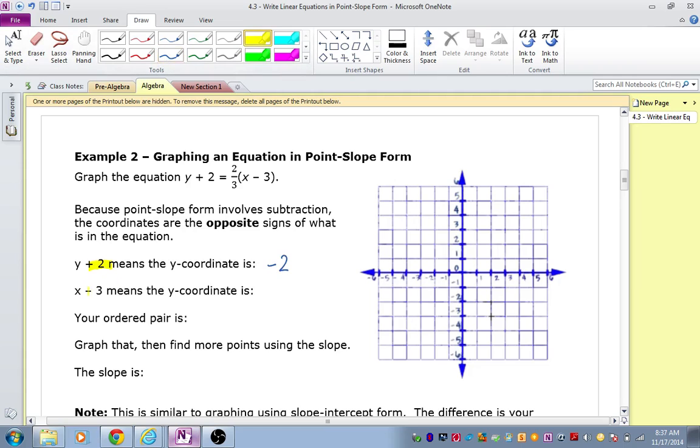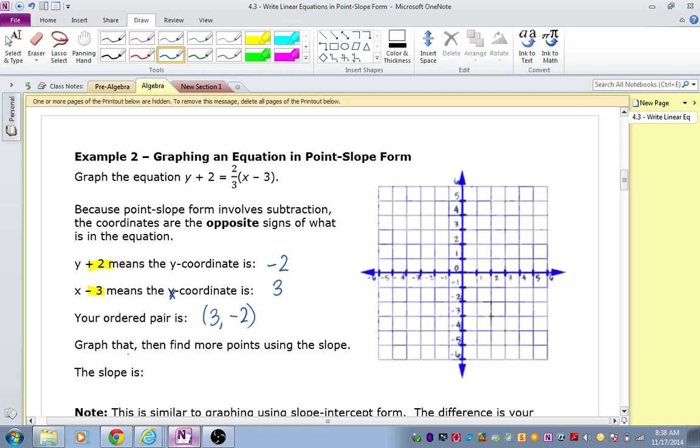And then over here it says x minus 3, which means the x-coordinate, sorry guys, fix it on your paper, means the x-coordinate is a positive 3. Okay, so when you're taking the ordered pair from the equation, you gotta take the opposite of what's there. So our ordered pair is (3, negative 2).